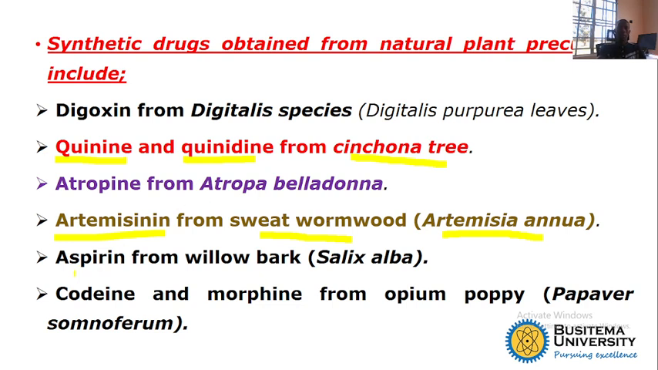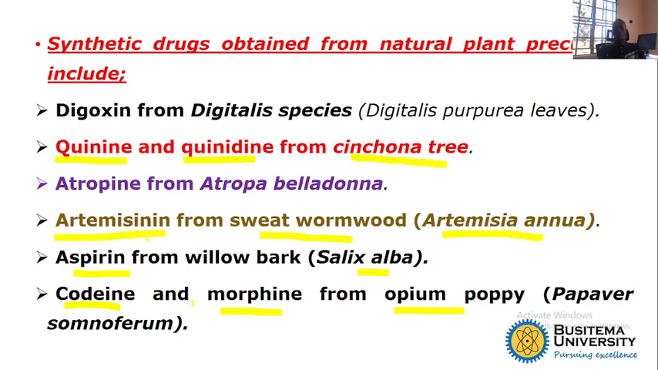Then we have aspirin that we have spoken of as one of the painkillers that has been known for many years. It was also obtained from what we call the white willow bark. Scientifically, we call it Salix alba. Then we have opium poppy, giving us morphine, and also a drug that we call codeine.